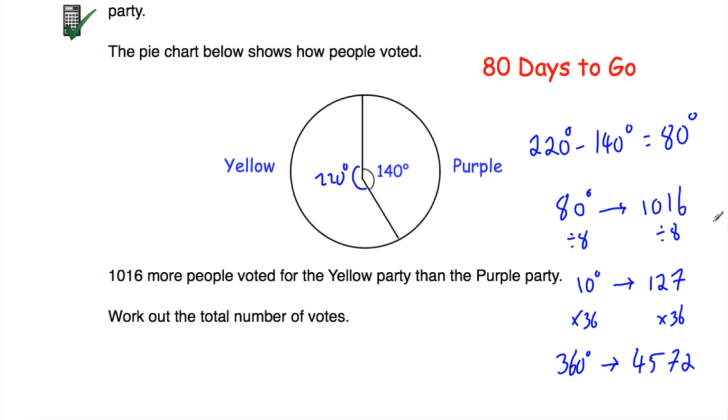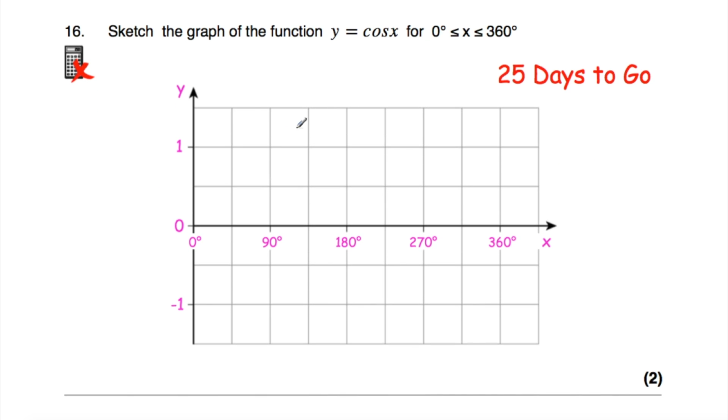And that's it. And if you got that, well done. Okay, question number 16. We've been asked to sketch the graph of y equals cos x. So y equals cos x, it'll pass through 1 and 0 and -1 and 0 and 1. And if you know your cos graph, you'll know it looks like this, and then you just draw your curve through it, so it looks like this. And that's it. Your sketch should look something like that.